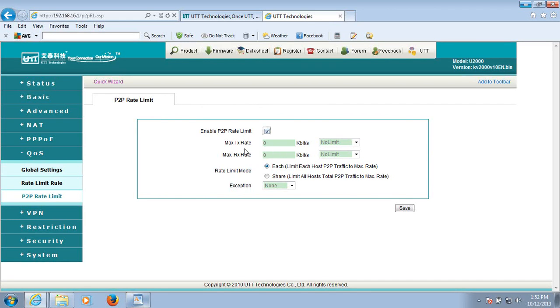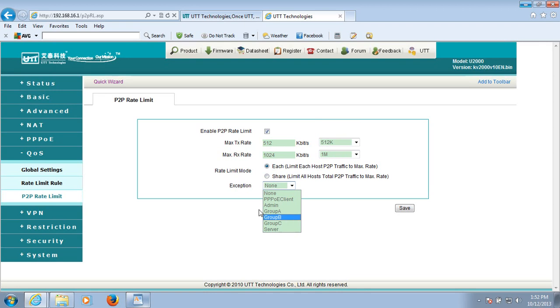The max upload rate is 512 KB per second. The max download rate is 1 megabit per second. There are two rate limit modes, each and share. Each means limit each host P2P traffic to max rate. Share means limit all hosts total P2P traffic to the max rate. You choose which mode you like.